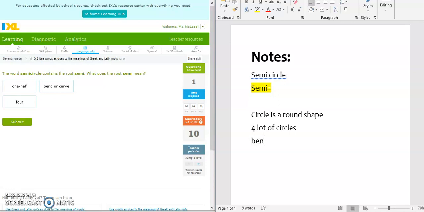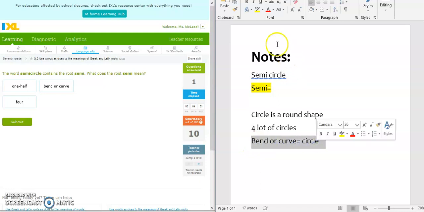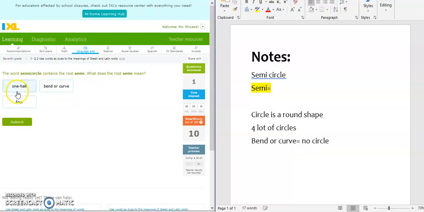A bend or curve doesn't equal a circle, so I know that can't be it. So let's look at my last option, 1/2. So I could have a 1/2 a circle. So I think semi equals 1/2. Let's hit submit. Boom. Look at that.